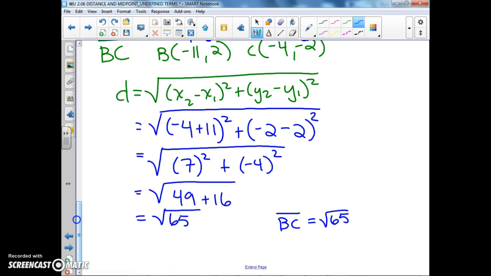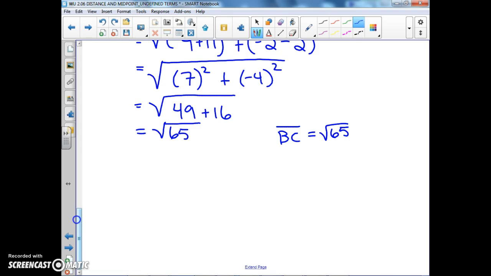Whew. Okay, so one more. Hang in there. We got one more to go. So far we have AB being the square root of 80. We have BC being the square root of 65. So let's hope that the length of CA will be either the square root of 80 or the square root of 65. And then that will give us an isosceles triangle. Okay, so now we're finding CA.